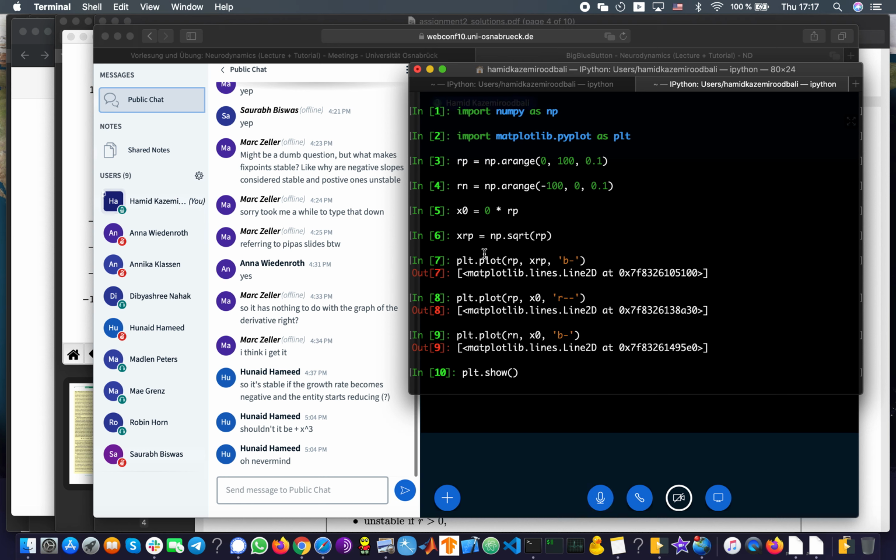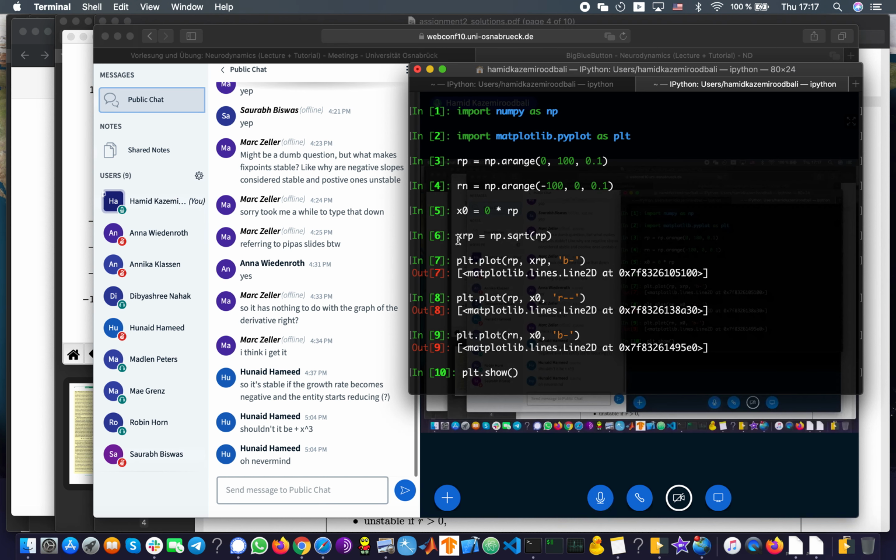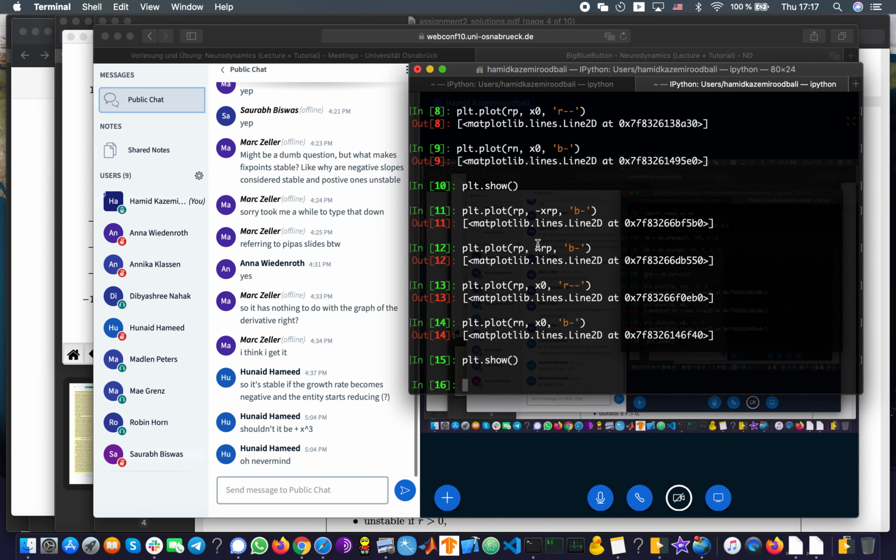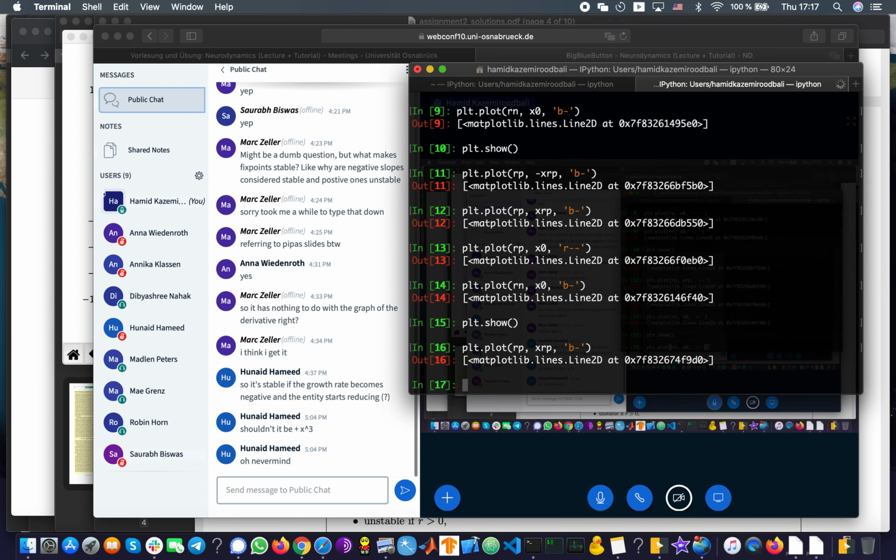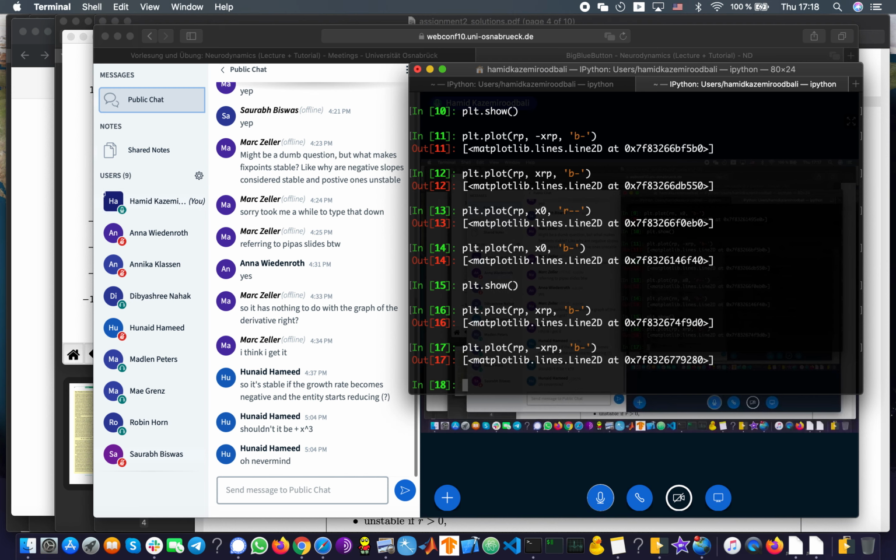Therefore, you see that you can define this function like this. SQRT is like a square root of r, and if you just again draw these things, actually I should draw these things. So this is the positive one, which is stable, and this is the negative of that, negative square root of it, which is again stable.